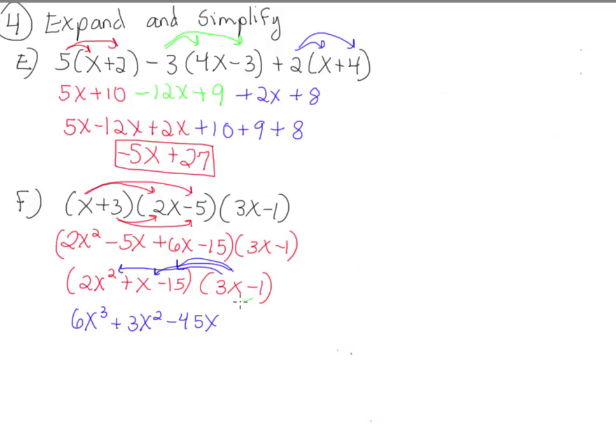Now distribute the negative 1 to each of the terms in the trinomial. So that's going to be 2x squared times a negative 1 is negative 2x squared. Negative 1 times x, well, negative x. And a negative 1 times negative 15 is a positive 15. Combining my like terms, I will end up with 6x cubed plus x squared minus 46x plus 15.